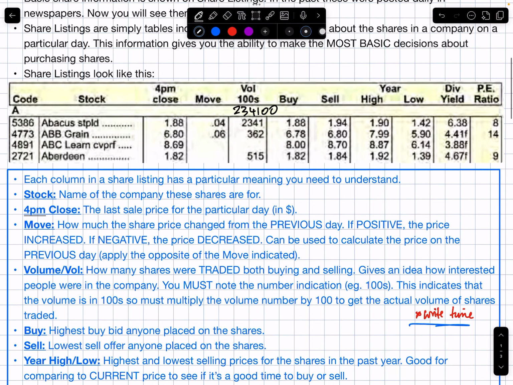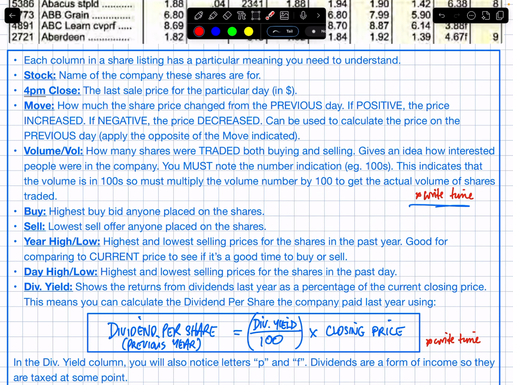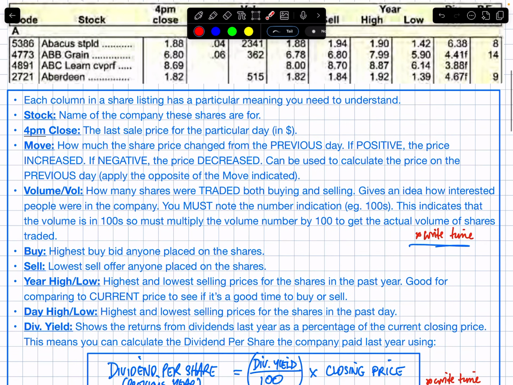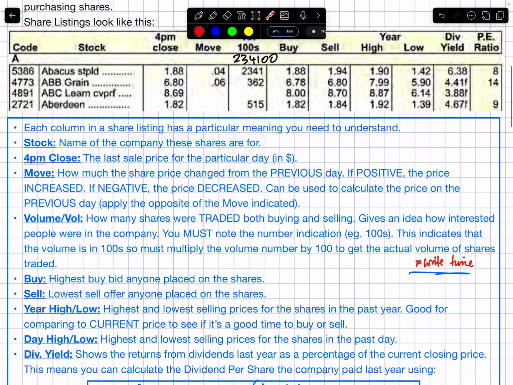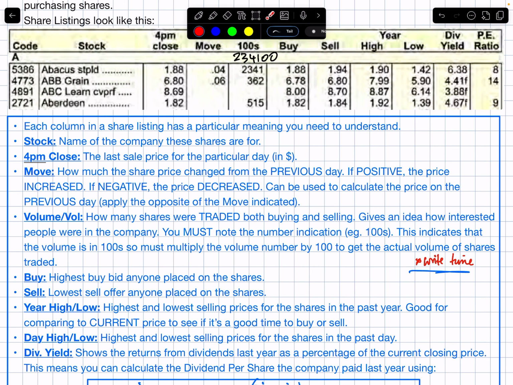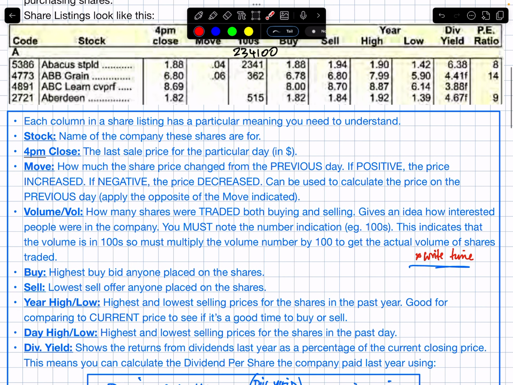What is buy? Buy is the highest bid that anyone was placing on the shares to try to buy them. Remembering that a buyer wants to buy for as low as possible. A sell, the sell column tells you the lowest sell offers anyone was placing on the shares, remembering that a seller would want to sell for as high as possible. So that comment explains why these numbers shouldn't be the same, because buyers want to buy for as low as possible, 188, and sellers want to sell for as high as possible, okay? This just gives you an idea of how much people are willing to buy and sell them for.